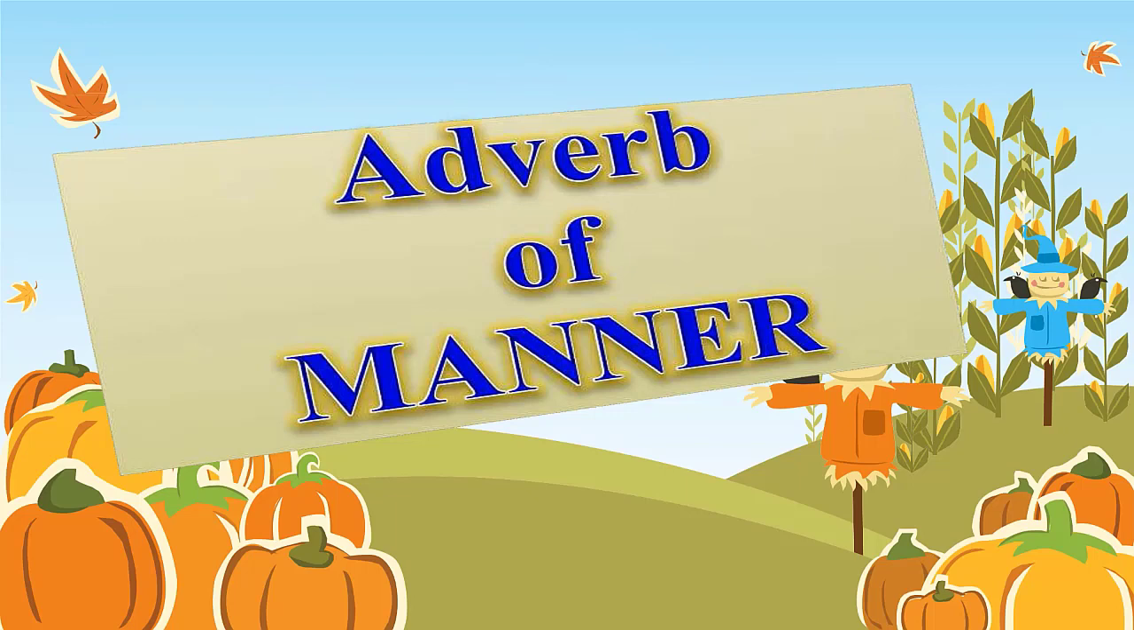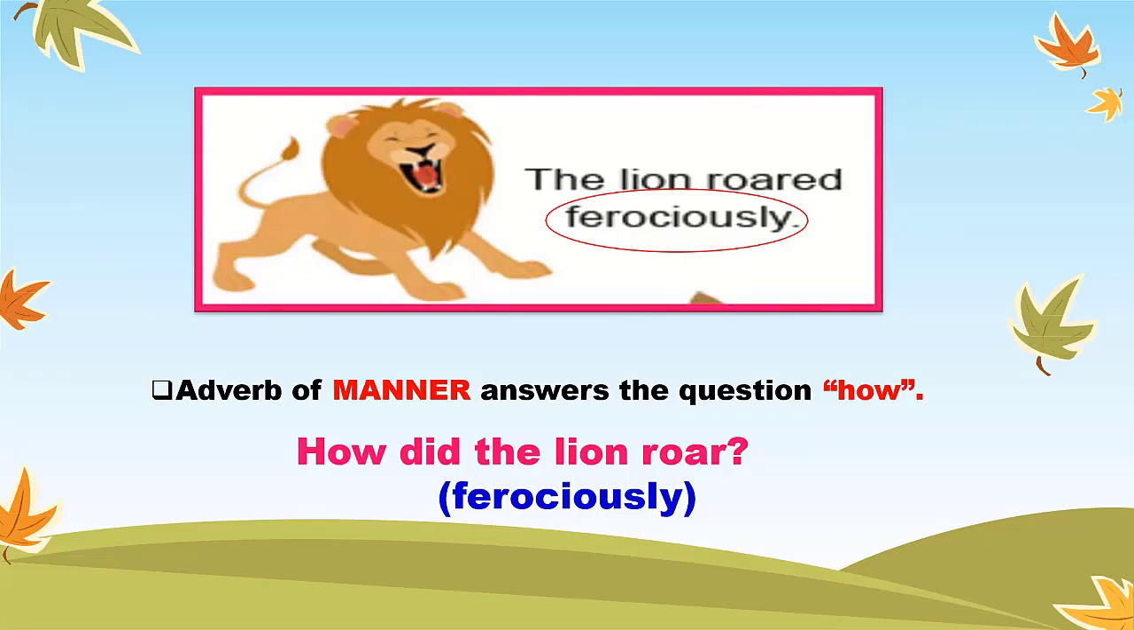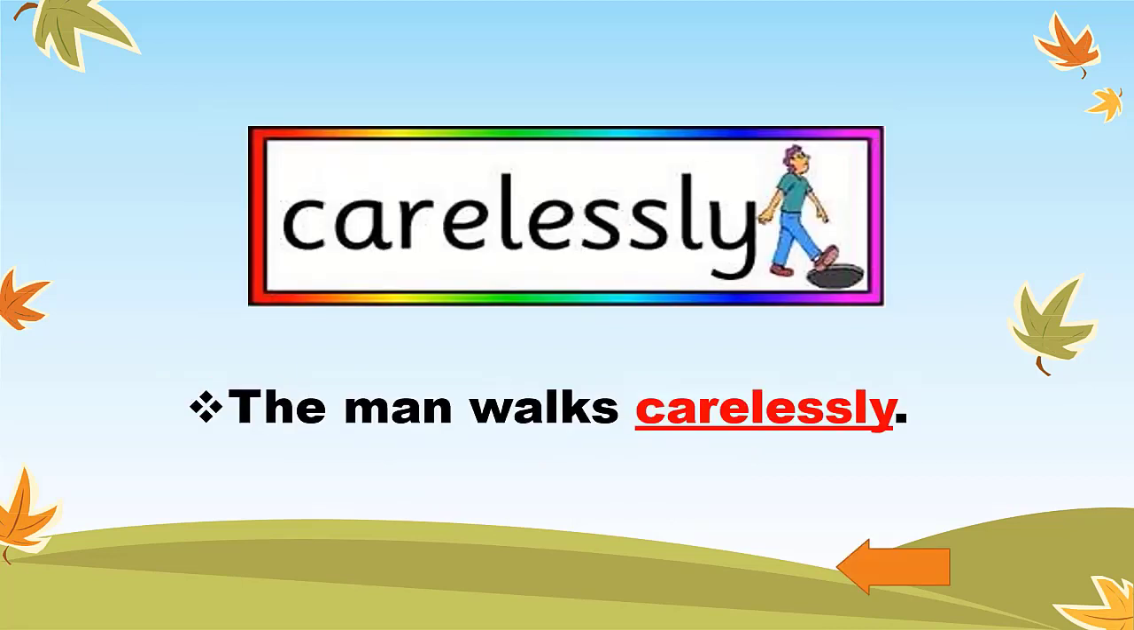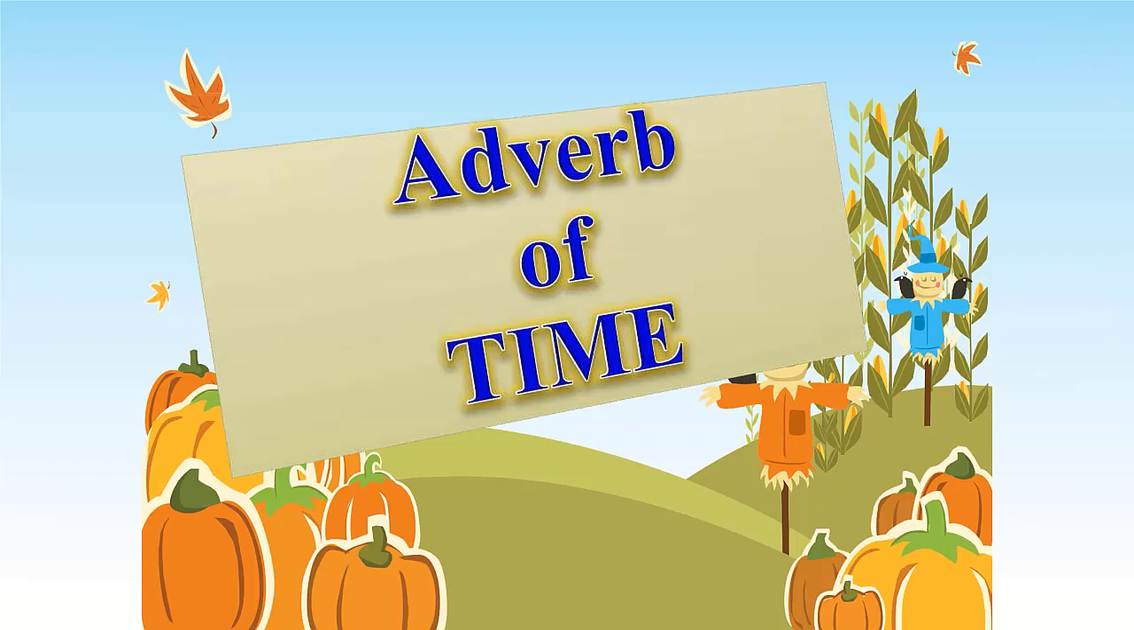So we start with adverbs of manner. Here is an example on adverbs of manner. The lion roared ferociously. An adverb of manner answers the question how, as I have just told you. How did the lion roar? It roared ferociously. Ferociously means violently, of course. Then carelessly. The man walks carelessly. This is another example. So how does the man walk? He walks carelessly.